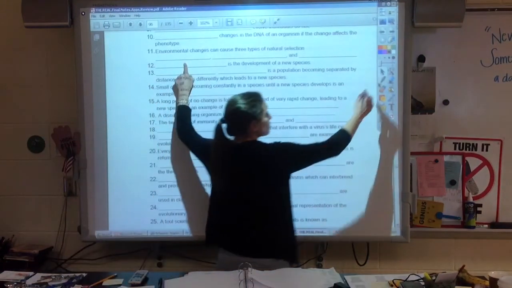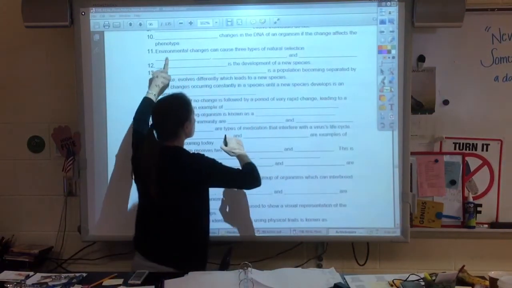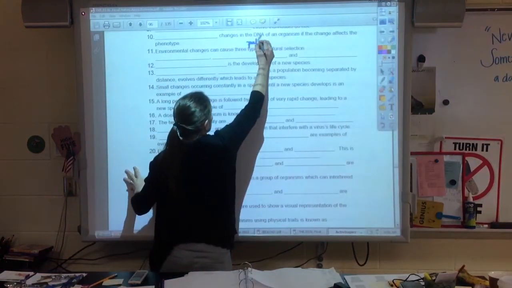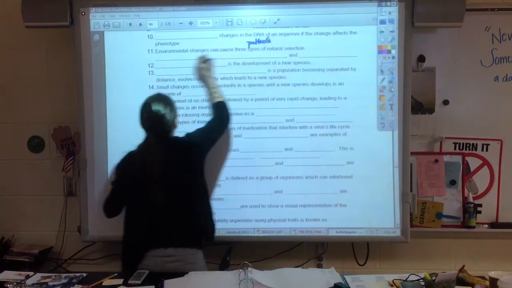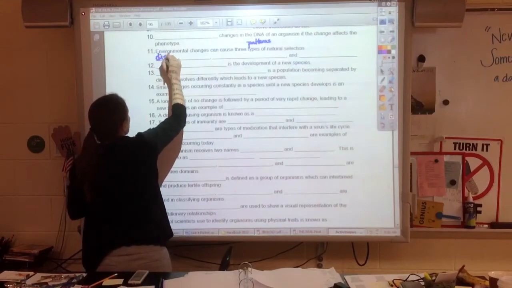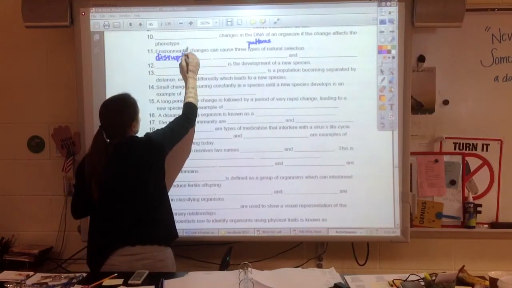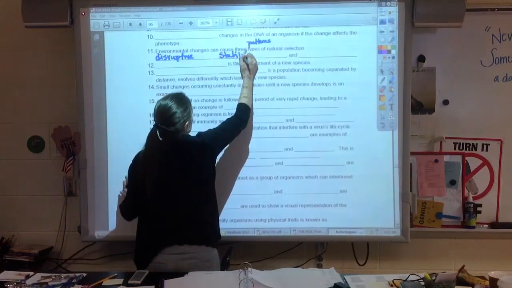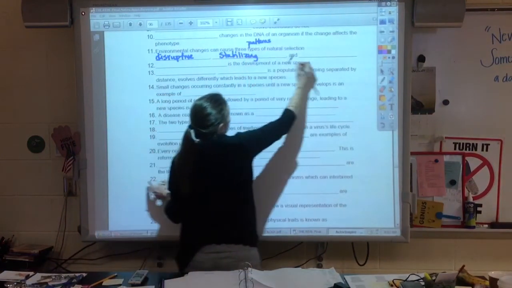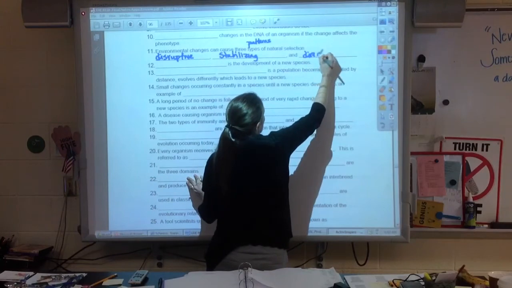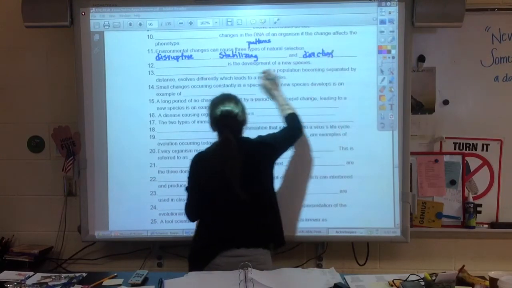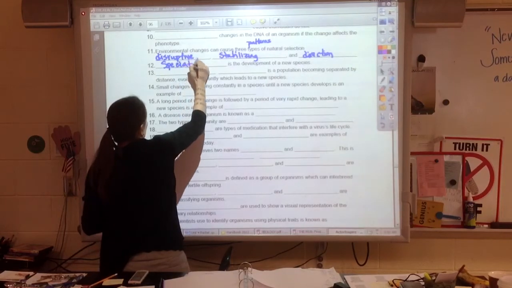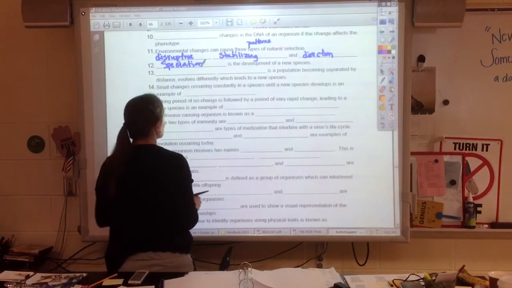Environmental changes, so if the environment changes, we might see 3 types or 3 patterns of natural selection, and those are disruptive, stabilizing, and directional. And as those organisms change over time, again, we can end up with speciation, or the development of new species.